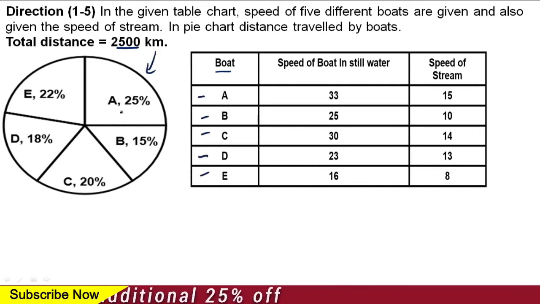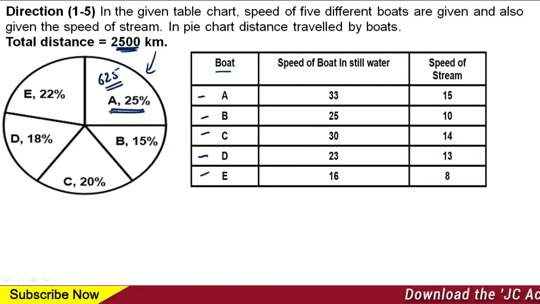If you want to calculate how much distance boat A traveled, that will be 25% of 2500. 25% of 2500 is 625, so 625 kilometers would be traveled by boat A out of the total distance of 2500 traveled by the 5 boats together.